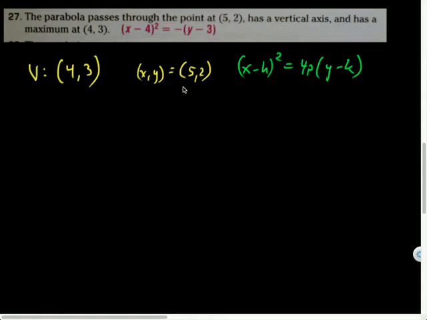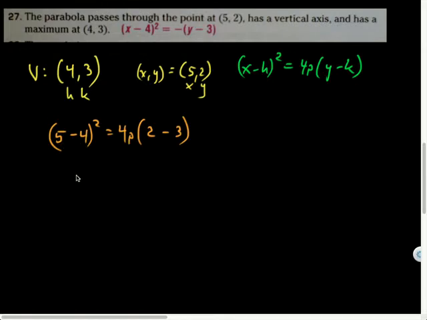Actually, let me label these just to be awesome. So that'll be my x, and this will be my y, this will be h, this will be k, and I'm trying to solve for the p. So I'll have (5 minus 4) squared equals 4p, that's my unknown, (y is 2 minus 3). There we go. So let's solve this equation.